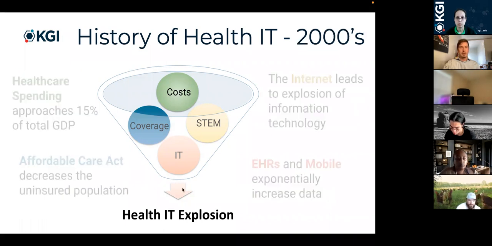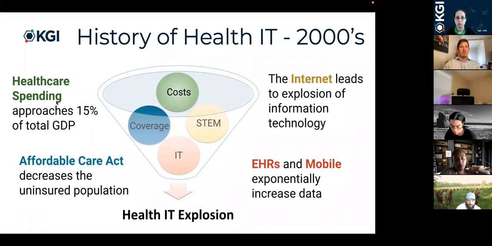All right, so let's see what I put. We have healthcare spending approaching about 15% of total GDP. And a lot of that is a function of not doing value-based care. So moving towards that, having better systems to do that, could really help. Affordable Care Act, of course, we just talked about that.